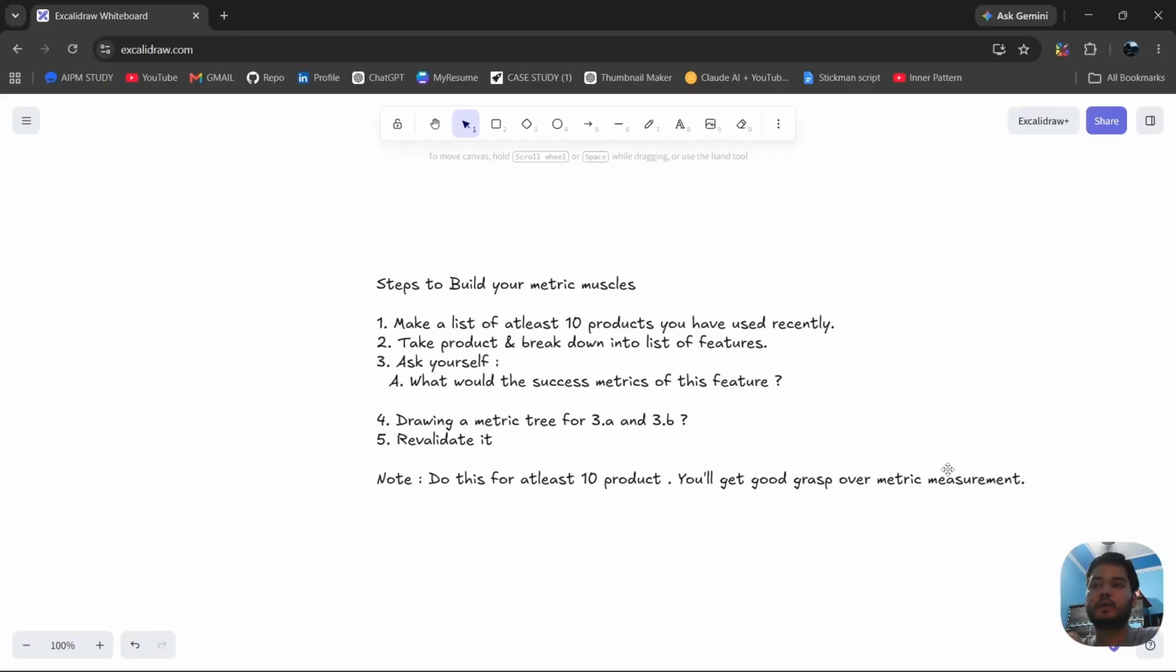Now we are going to discuss the systematic process to build metric muscles. Make a list of at least 10 products that we have used recently, break them down into a list of features, and ask ourselves what the success metric would be for that particular feature. Drawing a metric tree is also a very important step, and then revalidating it, and doing that for at least 10 products, such that we get an idea of how to select the perfect metric for a product. So the note is: do this for at least 10 products and you will get a good grasp over metric measurement.